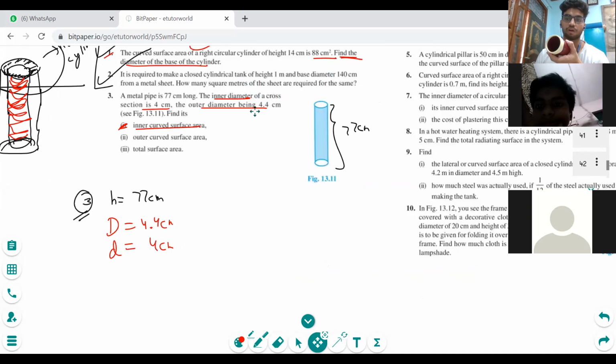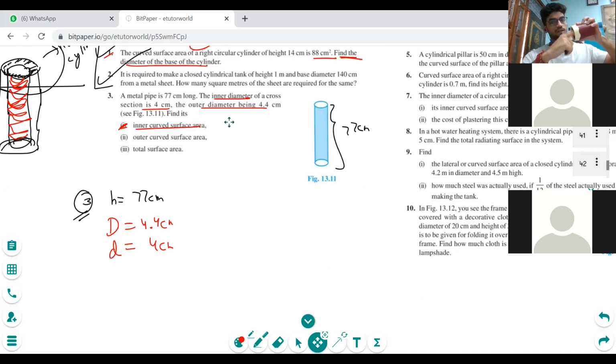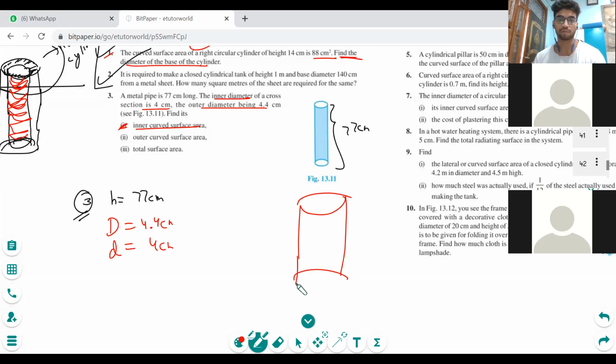First, let's talk about the basics. Now, if I have to talk about inner curved surface area, the inner curved surface area means this inside part. This inside part is my inner curved surface area. So if I have to find out inner curved surface area, I will only use the inner cylinder. If I have to draw it here, it's very difficult to show you the inner part, but still I'm trying my best.